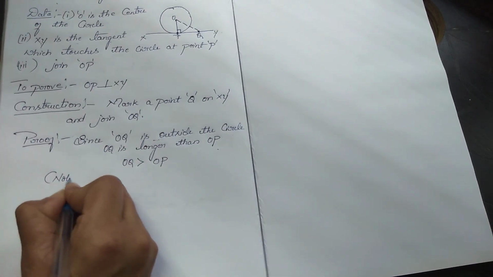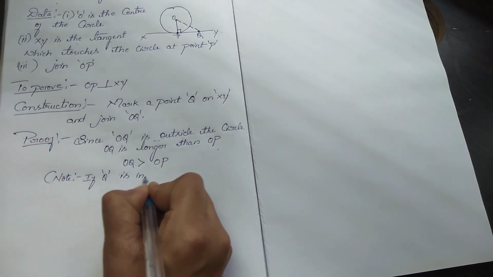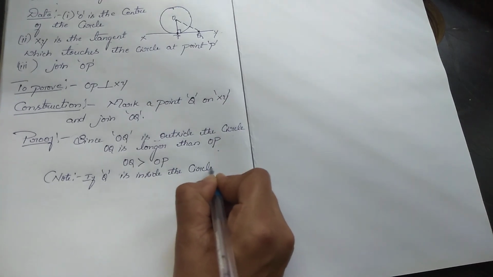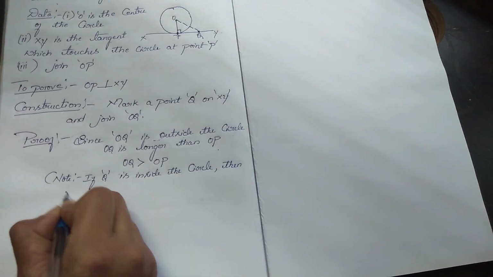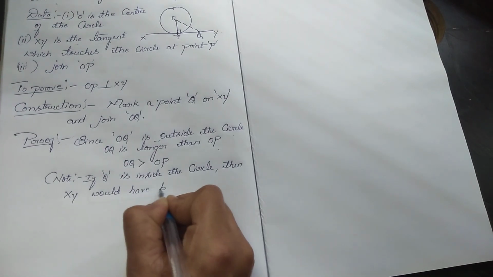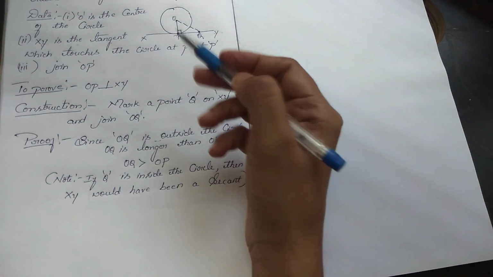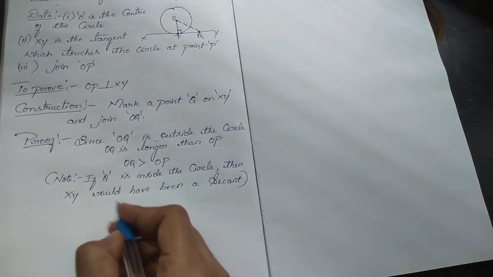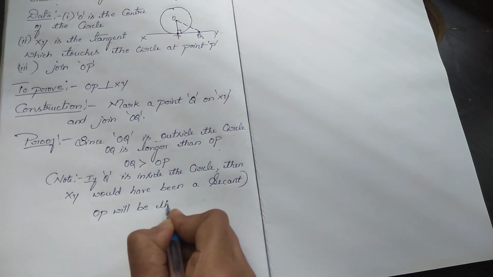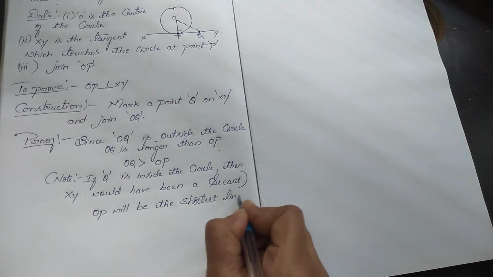So you can write a note also. If Q is inside the circle, then XY would have been a secant. So since it is outside, XY is a tangent. Therefore, OP will be the shortest line from the center to the tangent.